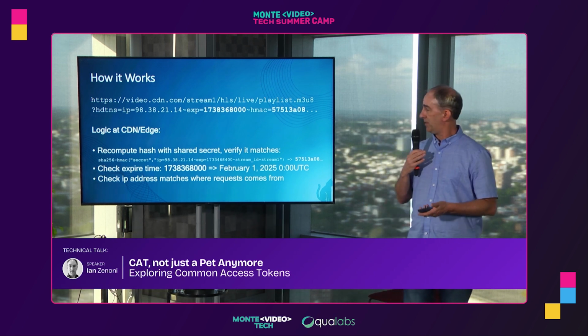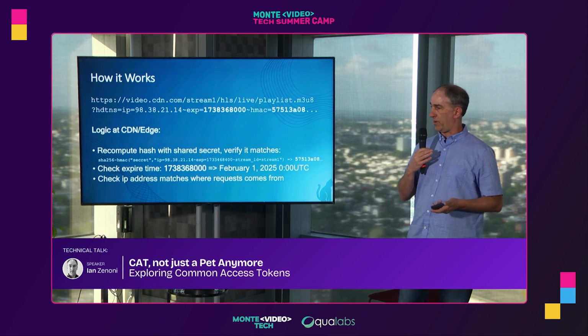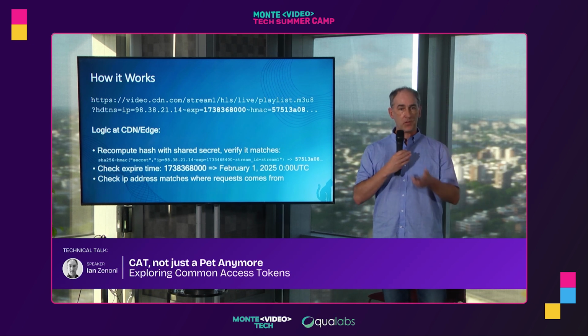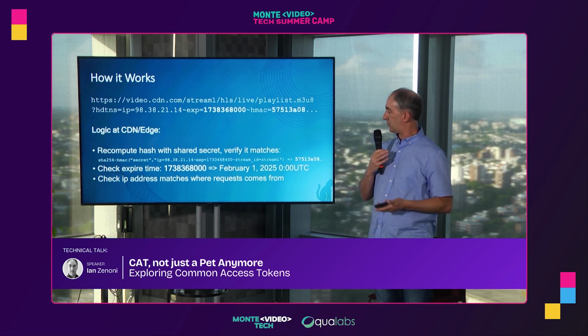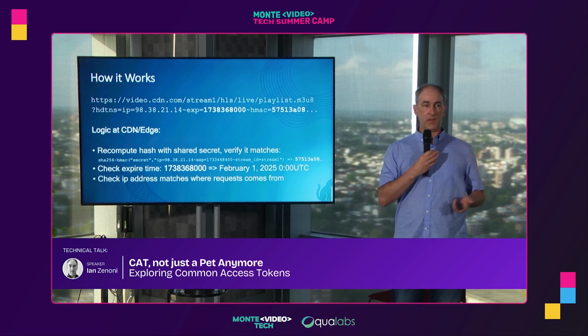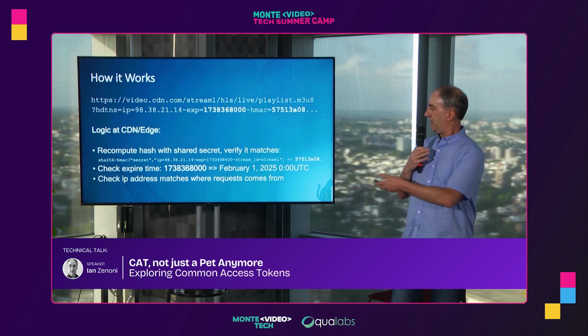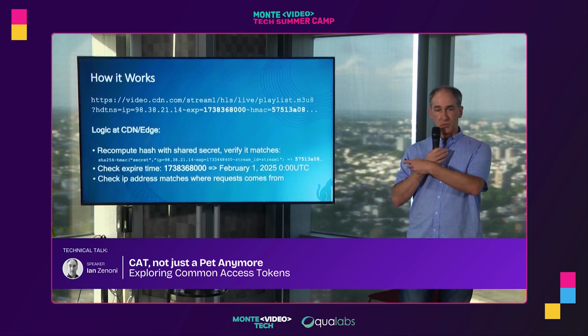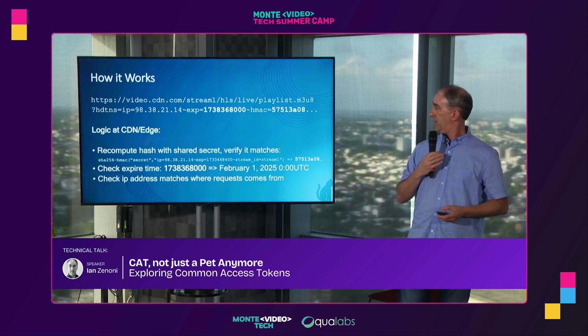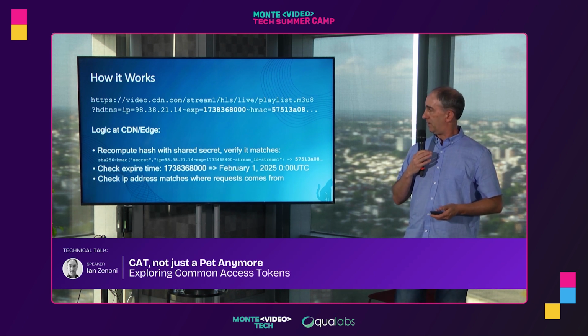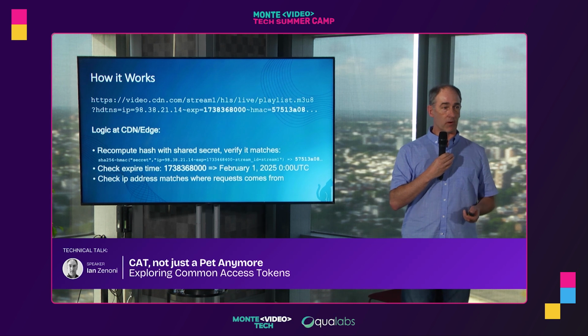So if those match, the CDN goes into the next part where it actually validates the claims that are in the URL. So this particular one has an expire time, February 1st, 2025. That would check that it's still available to be played. And then it could check the IP address of where the request is coming from to make sure it matches what's coming in from the URL. So that was sort of an example of how Akamai implemented signed URLs at one point.